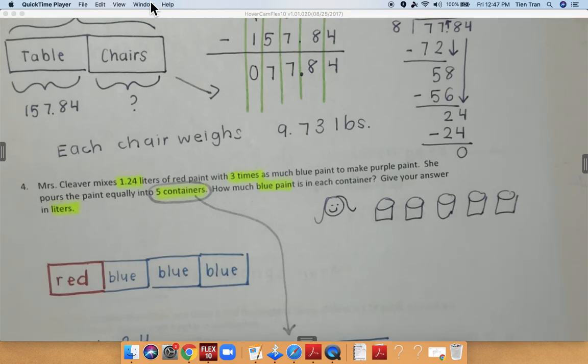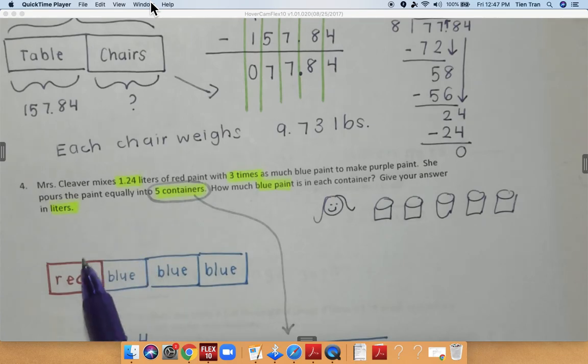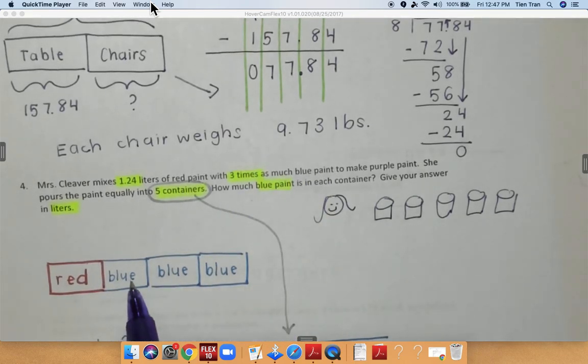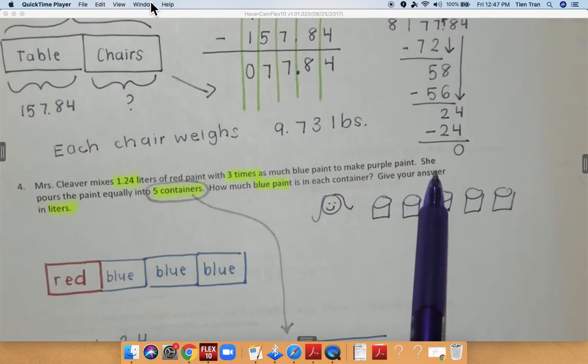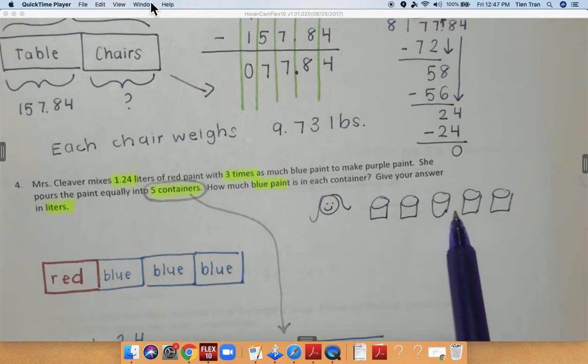The next thing I'm going to do, it says here, Mrs. Clever mixes 1.24 liters of red paint. So we have a red paint with 3 times as much blue paint. So this is your 3 times as much blue paint. I want you to understand that first. And then it says she pours the paint equally into 5 containers. So these are her 5 containers: 1, 2, 3, 4, 5.